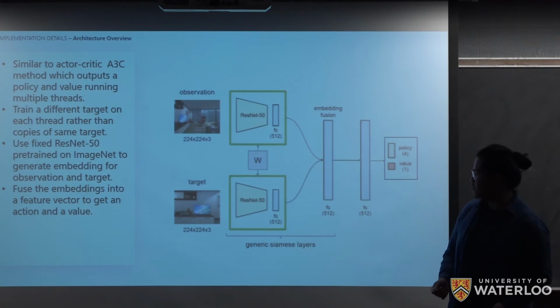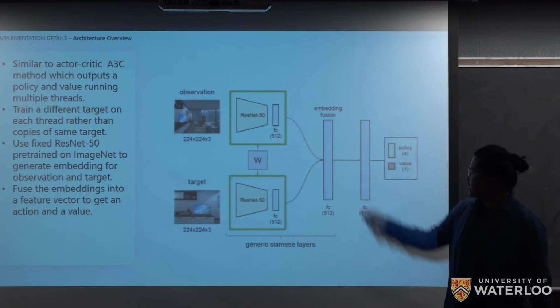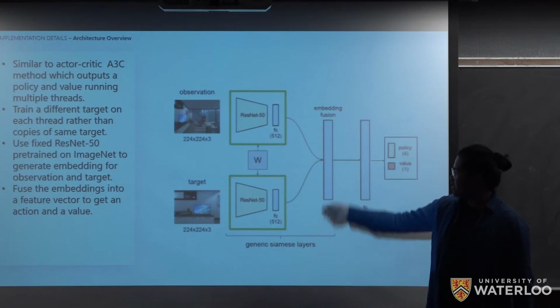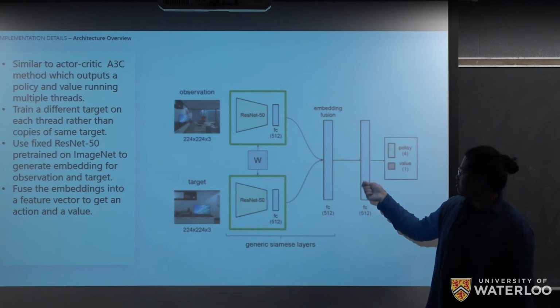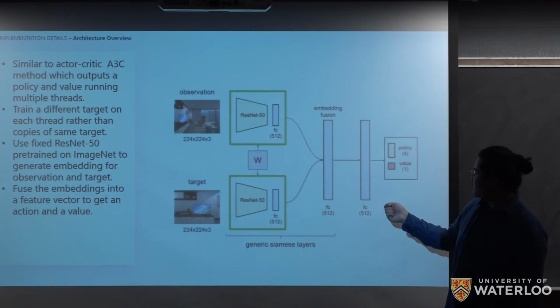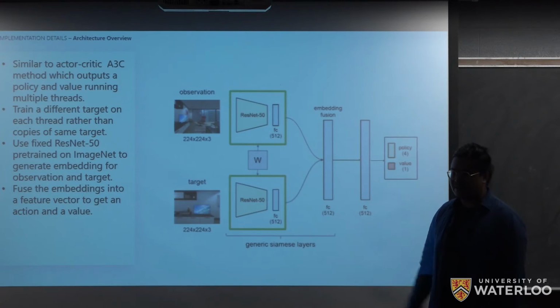It shouldn't be too far off. So that lets us leverage the geometry of the scene in training our algorithm. And then we use these embeddings. So we have two 512-dimensional vectors from the observation and target, and we fuse them together into another layer. And then we have another layer, and this produces a policy and a value. So this is similar to the actor-critic methods we saw in class.